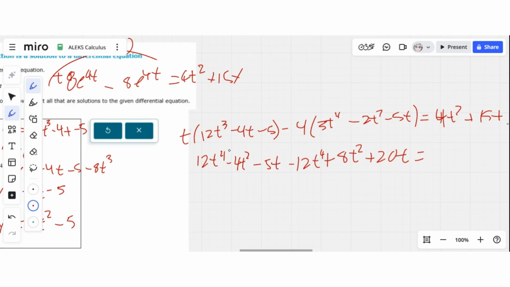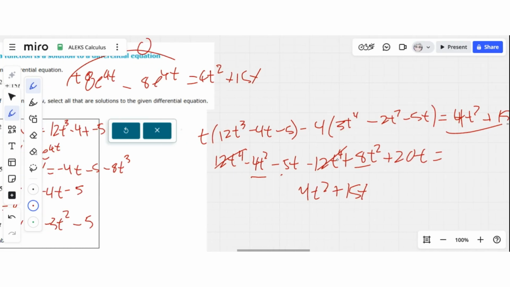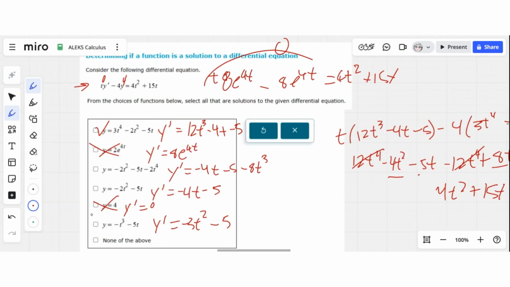This is looking good. So the positive and negative 12t to the fourth go away. We've got negative 4t squared and 8t squared. That comes out to 4t squared. And a negative 5t and plus 20t is plus 15t. Look at that. Boom. So we found one. This one works. Do the others?